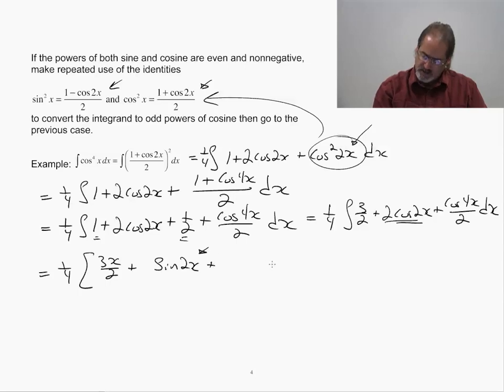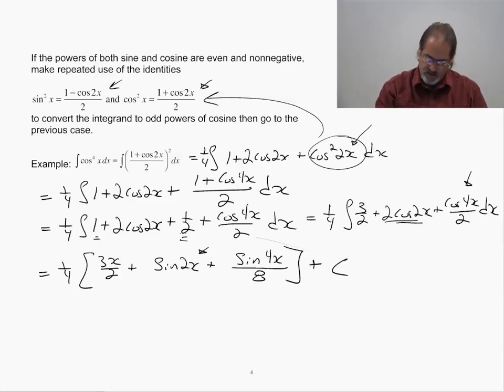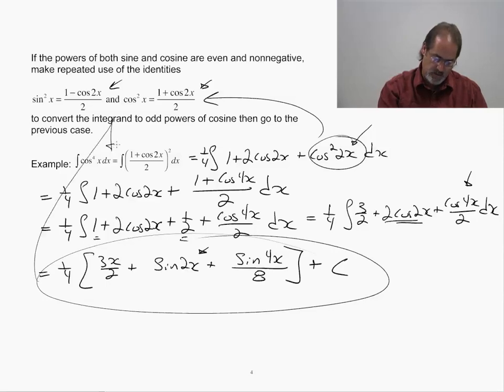Plus, okay, cosine of 4x over 2. Well, I know I'm going to have sine of 4x. Now, when I take the derivative of sine of 4x, I'll get 4 times cosine of 4x, but I need cosine of 4x over 2, so this must be over 8. Now when I take the derivative, I'll get back this piece that I need. Plus my constant of integration c. And I'm not going to mess with distributing this 1/4. You can fiddle a little bit more if you like to, but essentially, this right here is the solution to my original problem.